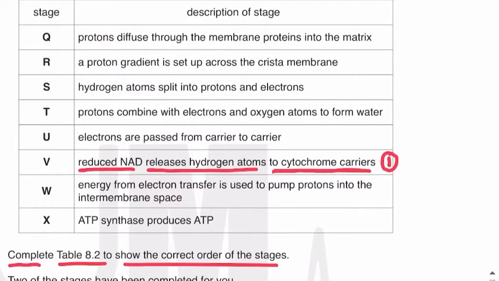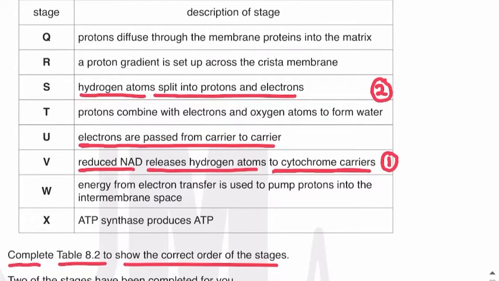What happens then? The hydrogen atoms released by the reduced NAD split into protons and electrons. So this is the next stage. Now what happens to the electrons? Electrons are picked up by the electron carriers, the cytochrome carriers, and are then passed from one carrier to the next. So this is the third stage.